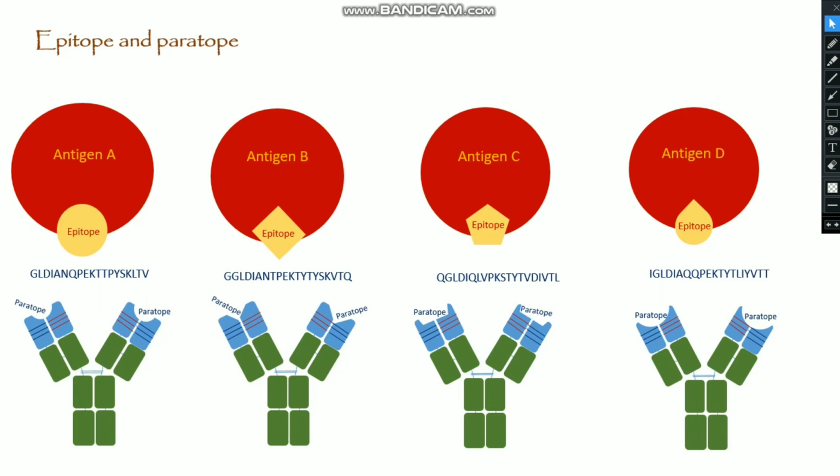All right. And also in the antibody, the part where the epitope binds is known as the paratope. So this part is known as the paratope. See, this is the epitope binding part, and in all cases this epitope binding part has some specific region, and this region is known as the paratope of the antibody. So this is all about the antibody structure.